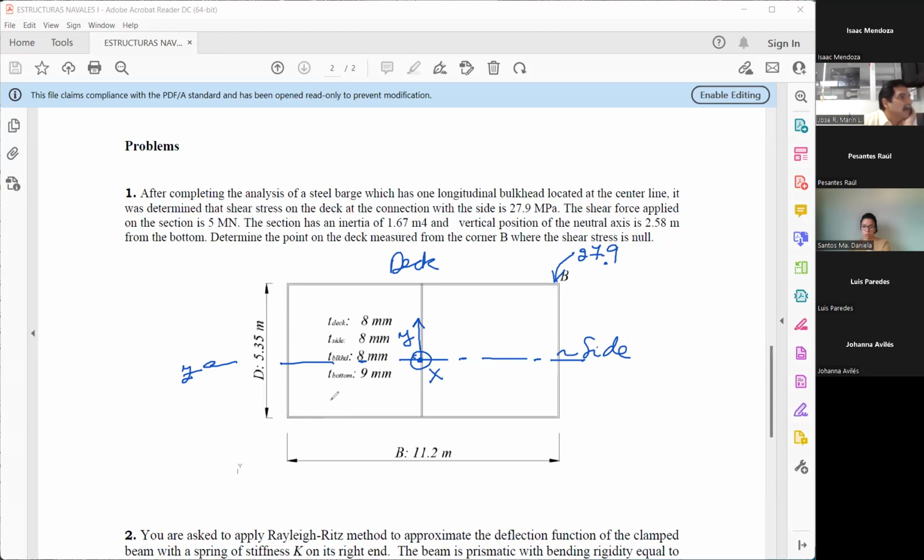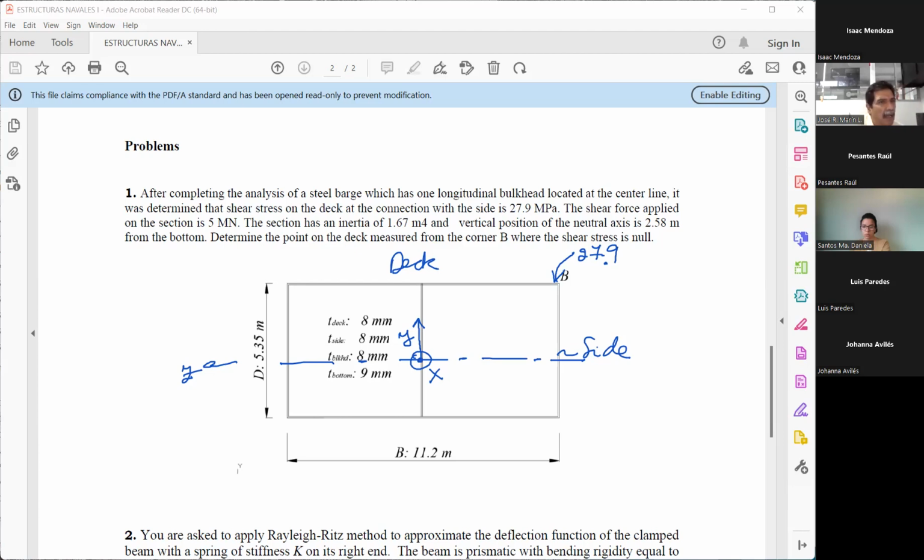Let me ask someone. Miss Poveda, what's the shape that has the shear stress distribution on the deck or on the flange of the beam? Miss Poveda, can you hear me? Are you here? Poveda is not here. Ask somebody. Miss Puertas, are you here?